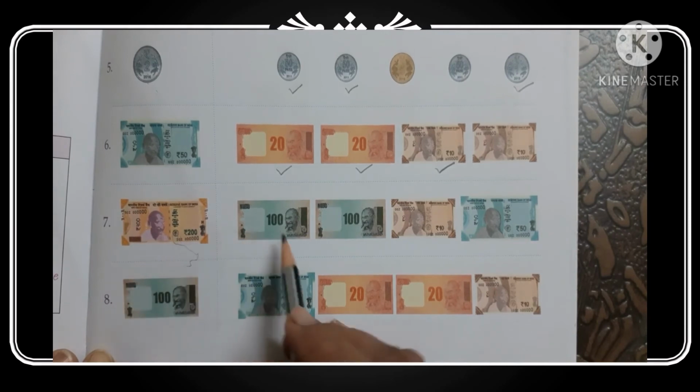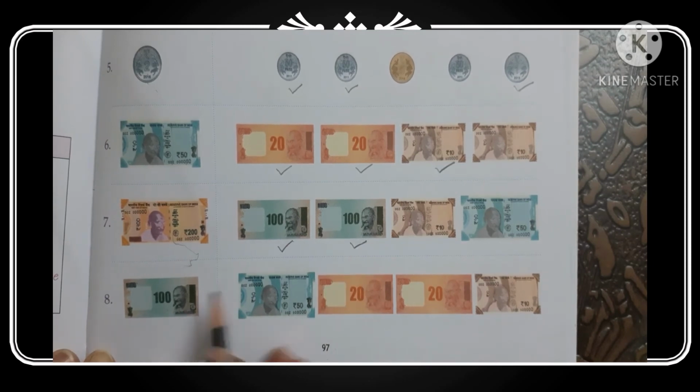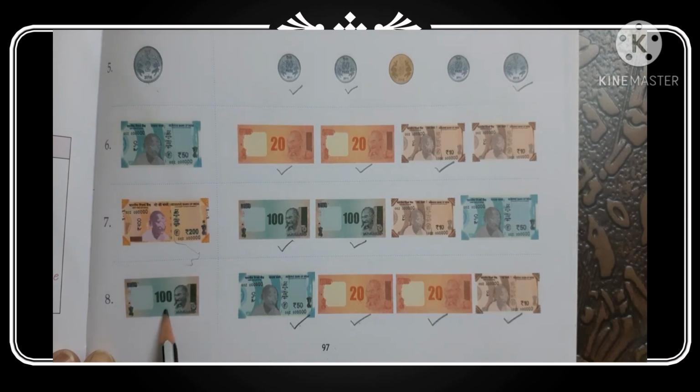200 rupees: 100 rupees plus 100 rupees, 200 rupees. 100 rupees: 50 rupees plus 20 rupees, 50 plus 20, 70. 70 rupees plus 20 rupees, 70 plus 20, 90 rupees. And 10, 100 rupees. So 50 plus 20 plus 20 plus 10 is equal to 100 rupees.